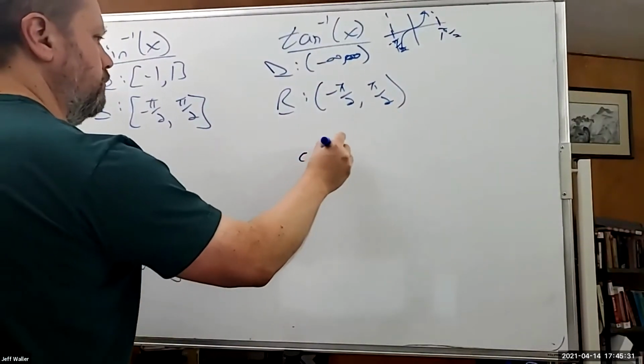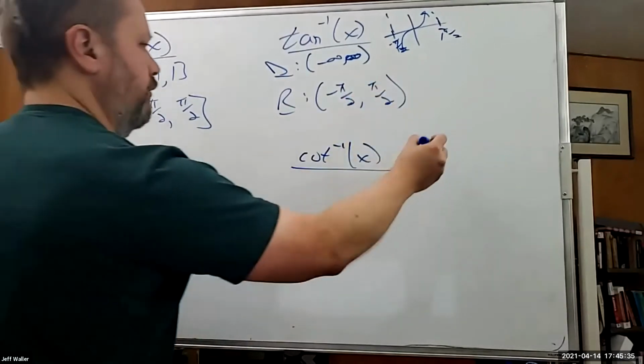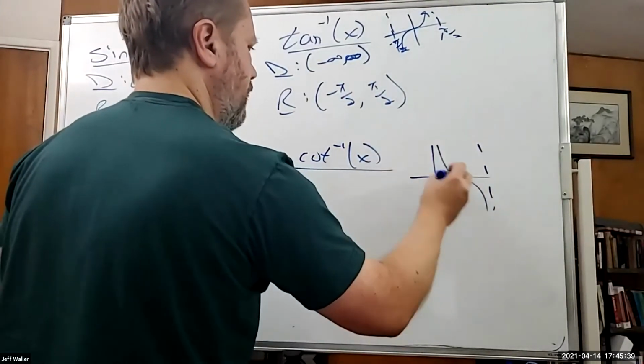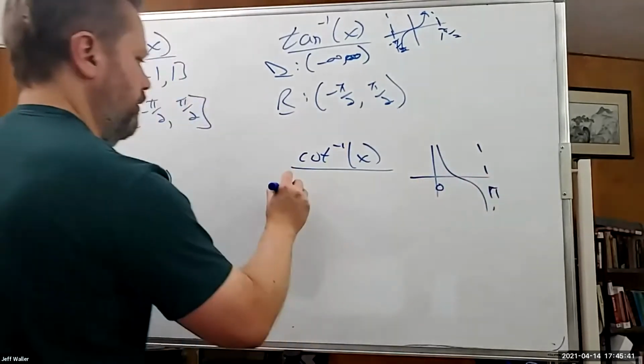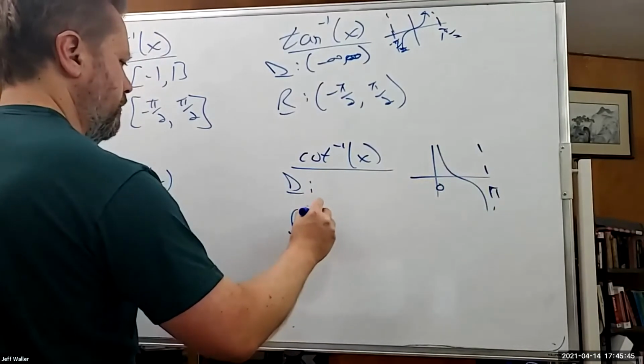Cotangent has the same kind of stuff going on. So remember, we just did this one. And it was from 0 to pi. So the domain, the range will be 0 to pi.